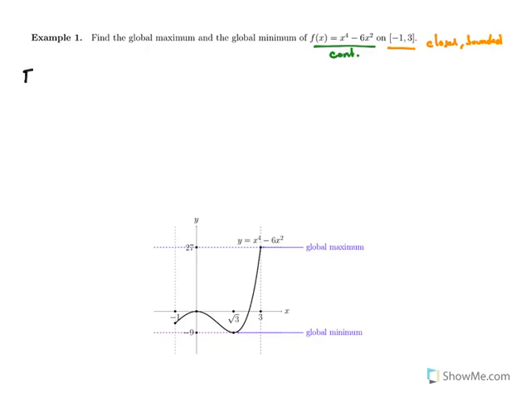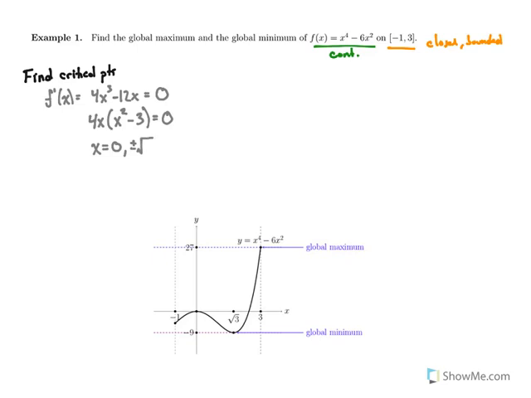So step one, we are going to find the critical points. And we find the critical points by finding the derivative of the function, which is 4x cubed minus 12x, and setting that function equal to 0. To solve this equation, we're going to factor out a 4x. We'll be left with 4x times x squared minus 3, which means that we're going to have x equals 0 and positive negative root 3 as critical points.